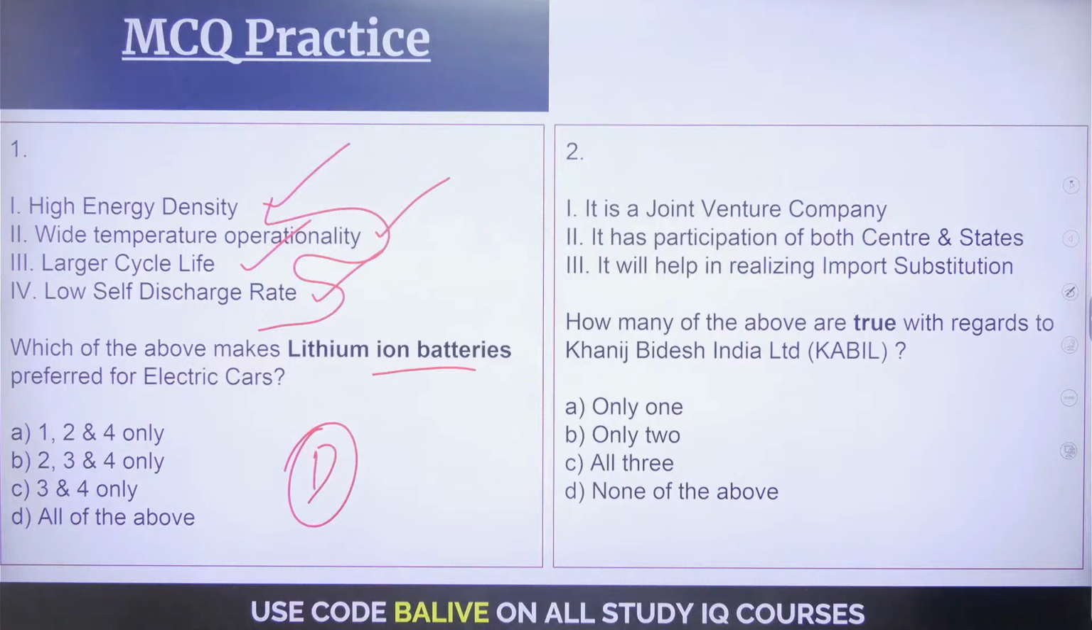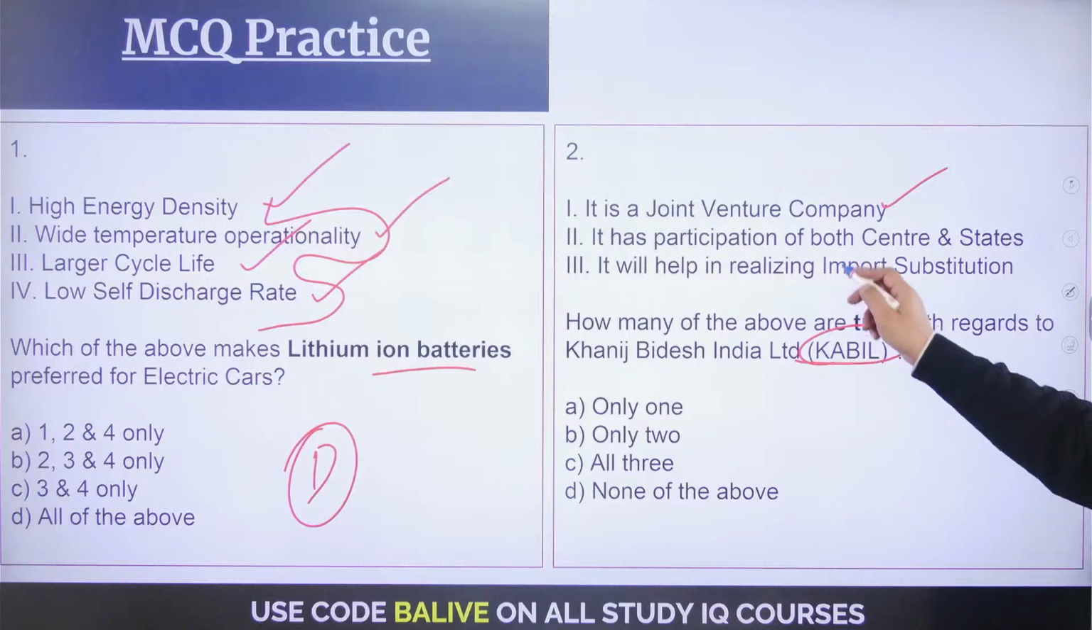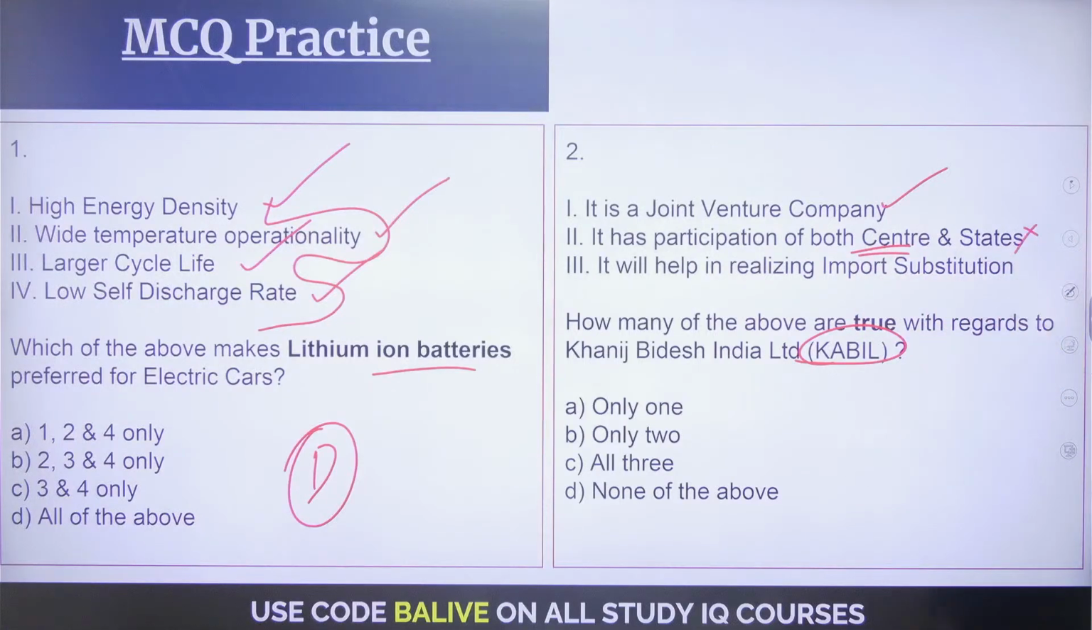Now, what is true for KABIL? Joint venture company, correct. It has the participation of only the Centre, not the Centre and states. And it helps in realizing import substitution. You find that only two are true. So, B being the answer here.